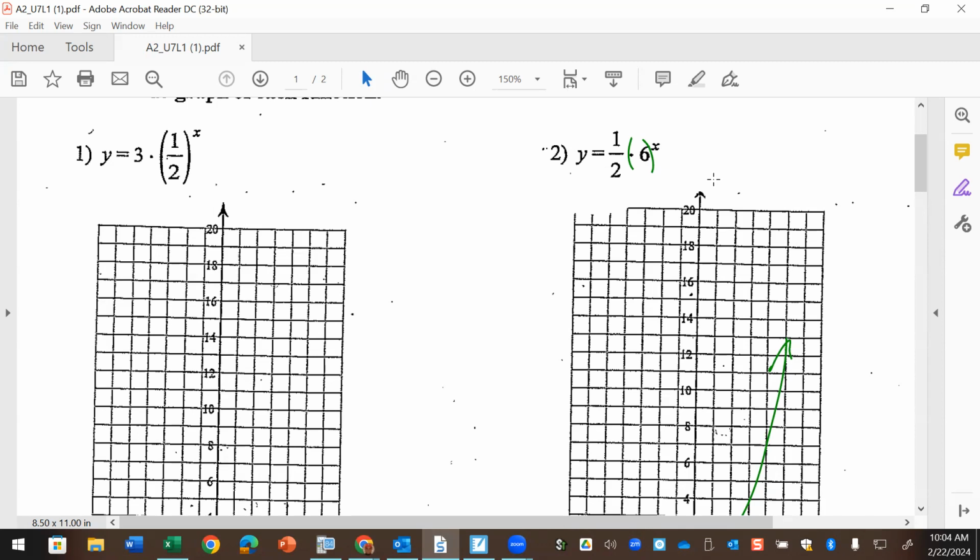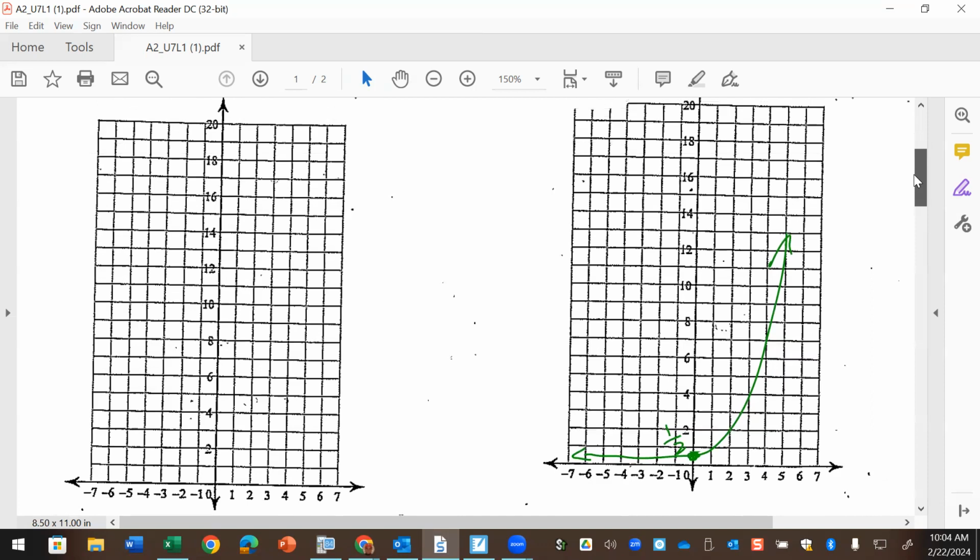Exactly. All right, what do we got here? Growth or decay? Decay, put in a 0. 1/2 to the 0 is 1. And 1 times 3 is 3. So put your dot at 0, 3. And draw decay. Good enough? Decay, 0, 3. Good. All right, don't write this down, or do.